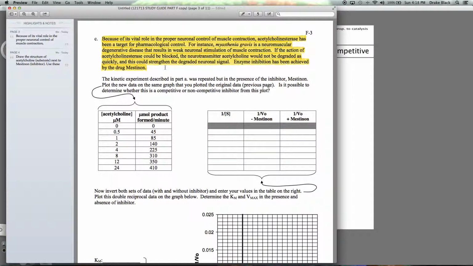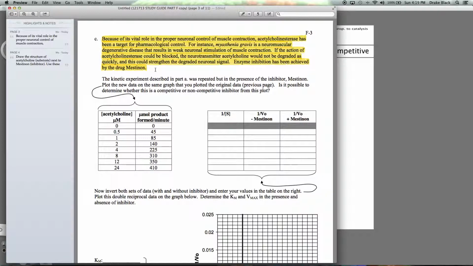So it says, because of its vital role in the proper neuronal control of muscle contraction, acetylcholinesterase, wow, that's a big word, has been a target for pharmacological control. For instance, myasthenia gravis is a neuromuscular disease. If the action of this could be blocked, the neurotransmitter acetylcholine would not be degraded as quickly, and this could strengthen the degraded neural signal. Enzyme inhibition has been achieved by the drug mestinone.